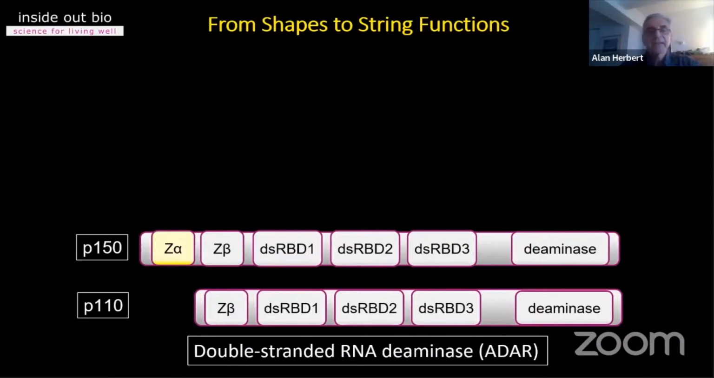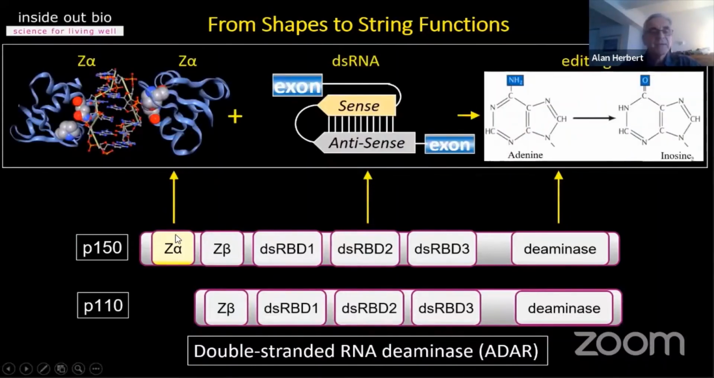So it's an example of where you're mapping shape functions to string functions. You have the Z alpha that binds to ZDNA, which localizes the enzyme. You have the double-stranded RNA binding domains that bind to fallback structures in RNA that form the double-stranded RNA substrate. And then you have the string operation where you have the editing of adenosine to inosine to produce a change in the base at that location. So it's a nice example of where you can use shape and sequence, and you can use shape functions and string functions to produce an outcome.